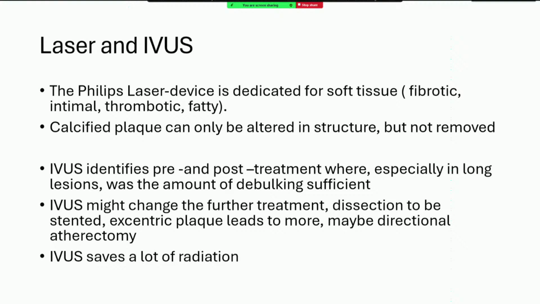The IVUS identifies for me, pre and post treatment, especially in long lesions, whether the amount of debulking was sufficient. It wasn't here, so we used the laser for another run. IVUS might change the further treatment. Dissections to be stented, eccentric plaques lead to maybe directional atherectomy in a future run or treatment, and IVUS saves us a lot of radiation.